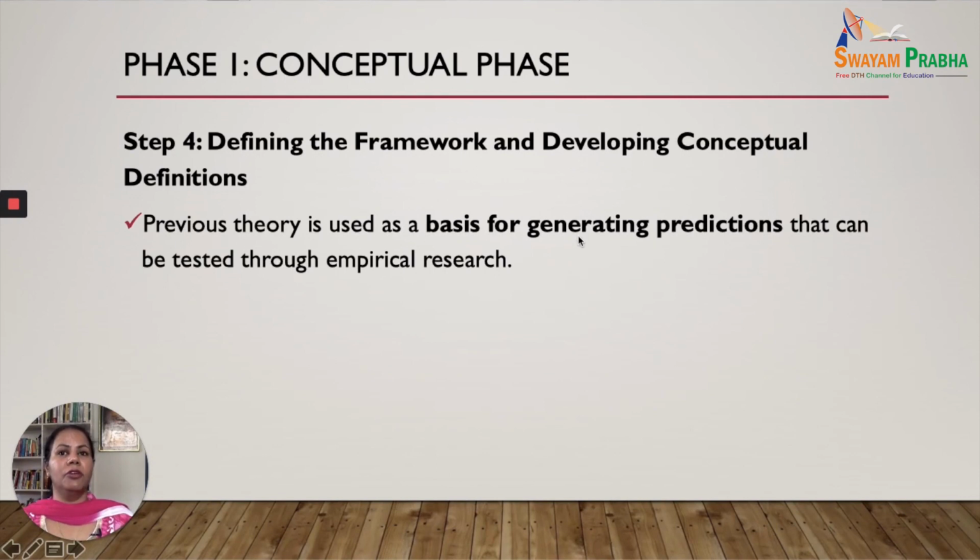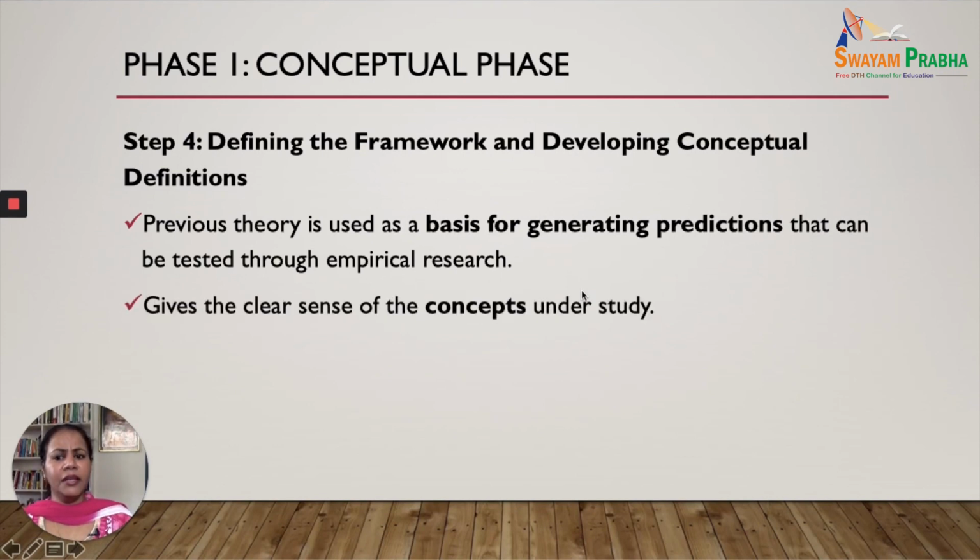For example, if we want to start an intervention for coronary artery disease patients to change their lifestyle and make them adhere to the medicines, then we can search for a behavioral change theory, and based upon that theory we can define our concepts and generate the predictions, right? So sometimes our quantitative study might be based upon a previous theory, and then we need to define the framework, and then we define the concepts, right? And we give a clear sense of the concepts under study.